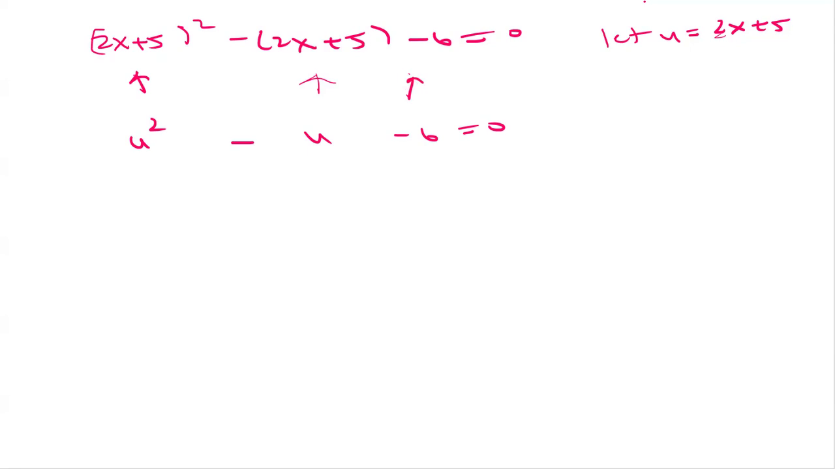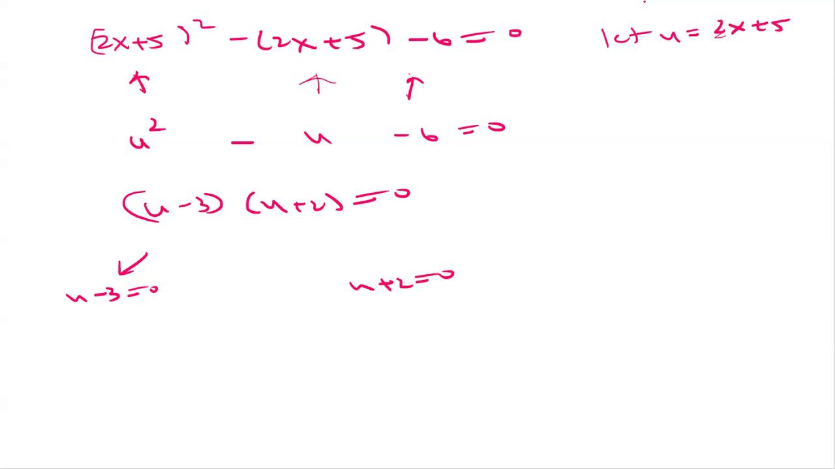And then this is something we're familiar with. We can just factor this. So that would be u minus 3 times u plus 2 equals 0. And then we set them both equal to 0. So u equals 3, and then u equals negative 2. Again, we had plugged in 2x plus 5 for u, so let's go ahead and put that back. So 2x plus 5 equals 3, and then we just solve for x.